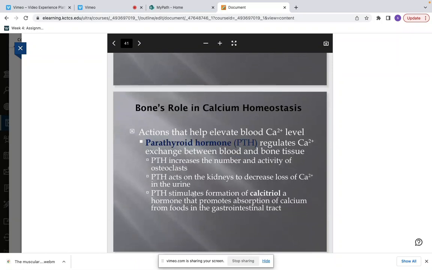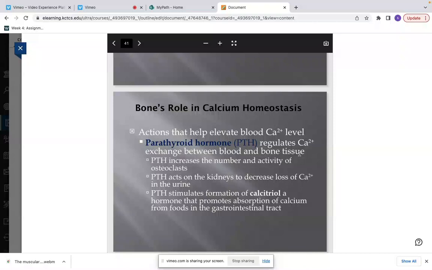So I told you that parathyroid hormone would be important, and I want you to know this. Parathyroid hormone regulates calcium exchange between the blood and bone tissue. So, parathyroid hormone is a hormone that is going to do a bunch of different things that you're going to learn about in anatomy and physiology II, if you go that far. All right, it's going to regulate the calcium between the blood and the bone.